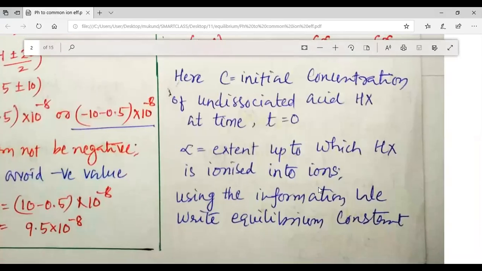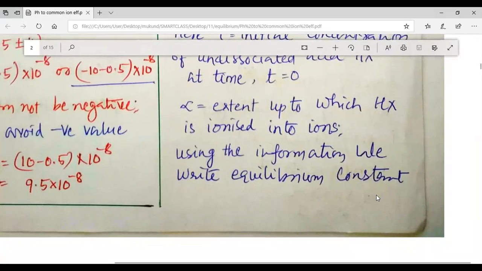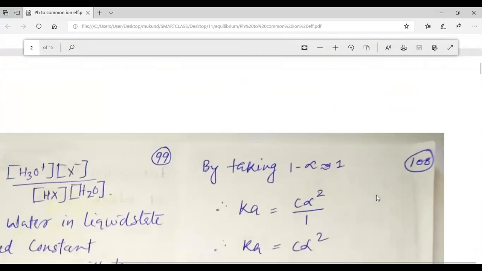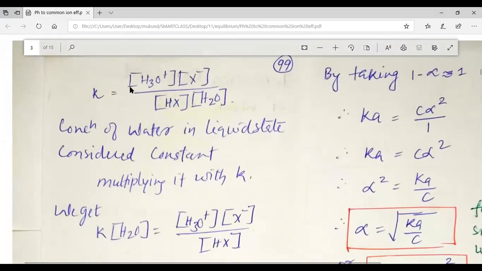Here C is the initial concentration of the undissociated acid HX at time t equal to 0, and alpha is the extent up to which HX is ionized into ions. Using this information, let us see how we write the equilibrium constant. K is equal to the concentration of H3O plus multiplied by the concentration of X minus, divided by the concentration of HX and the concentration of H2O.